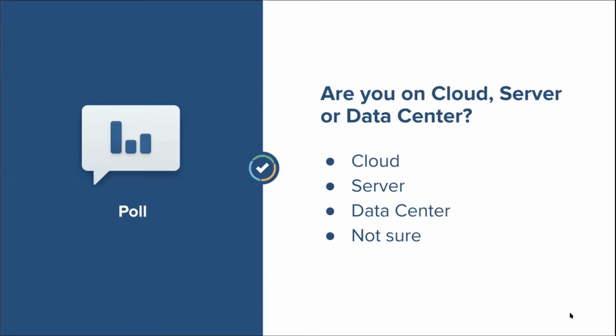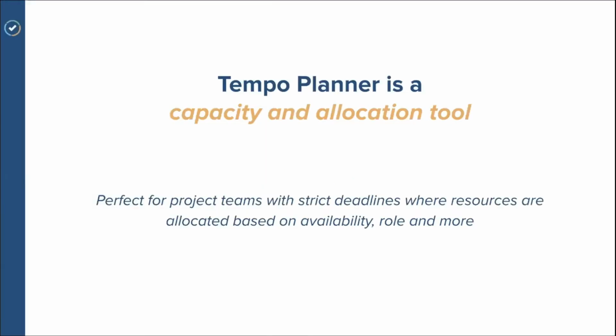Now let's get cracking on the presentation itself. Now, what is Tempo Planner? Tempo Planner is a capacity and allocation tool that directly integrates with Jira. It is perfect for project teams with strict deadlines, where resources are allocated based on their availability, their role, and more. And Planner often replaces complex planning spreadsheets, and it allows you to get projects started and understand how well your planning is doing.